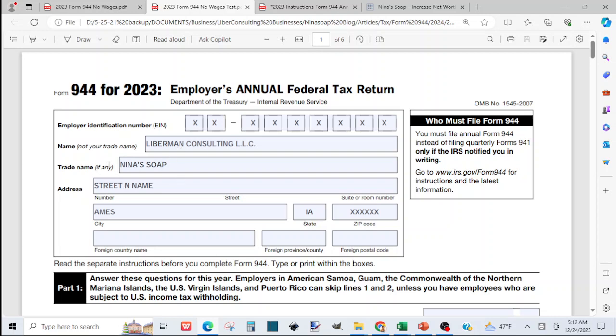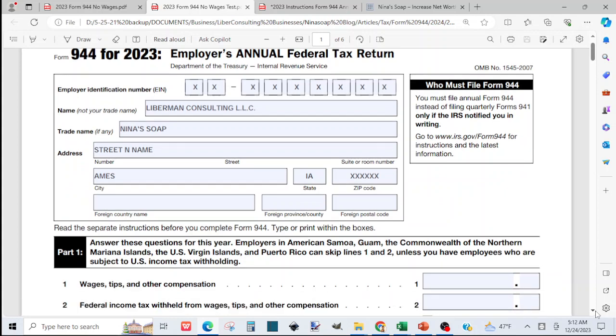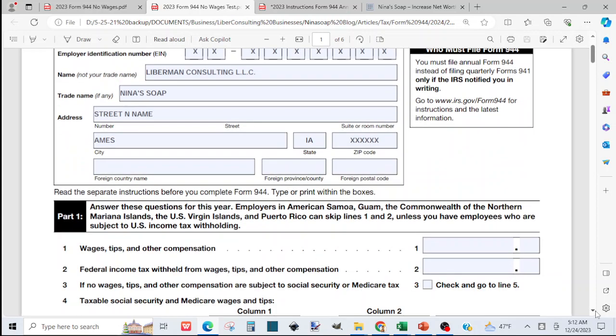Trade name, if you have a DBA for your business, you will enter it as well. If you don't, you just leave it blank. So in this instance, we put Liberman Consulting L.L.C for the name, and we put Nina Soap as the trade name. Then you'll enter your business address, the city, the state, and the zip code. And that will be the information section of Form 944.